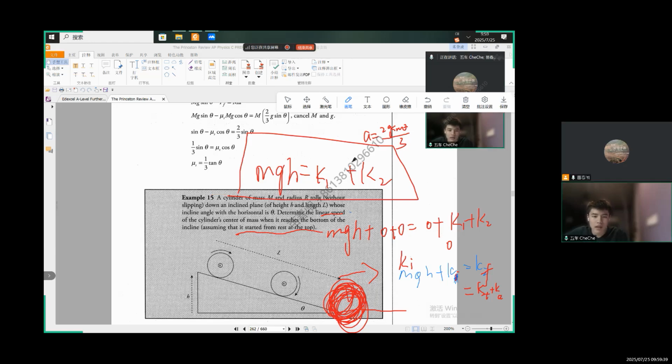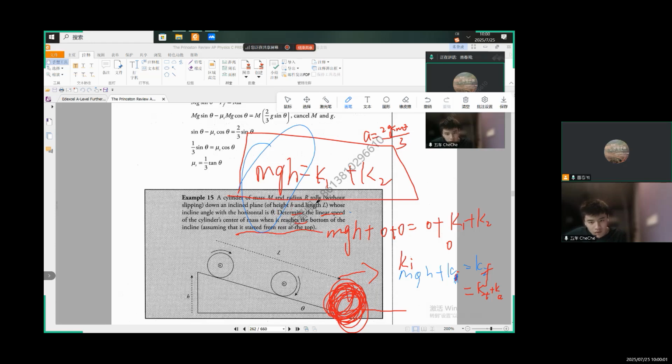Okay, that makes sense, because the total kinetic energy equals this. Yeah, and right, assuming it starts from rest. Okay, yeah, that does make sense. Now the problem is just how do I express my kinetic energy?